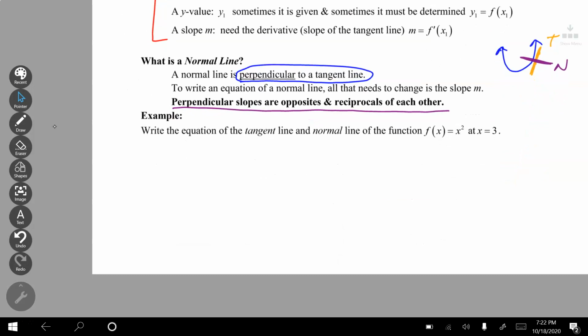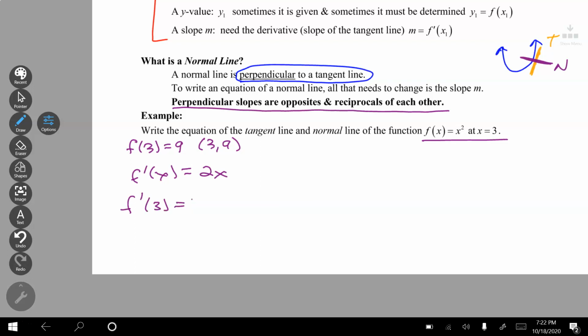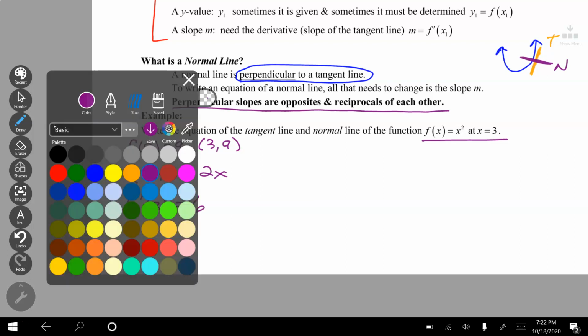So let's do this problem. I have a nice function here. f of 3 is equal to 9 when I plug it into x squared, so I have the point (3, 9). f prime of x is equal to 2x. I could use my power rule. I don't have to go through the whole formal definition of the derivative. I plug in x equals 3 and I get f prime is equal to 6.